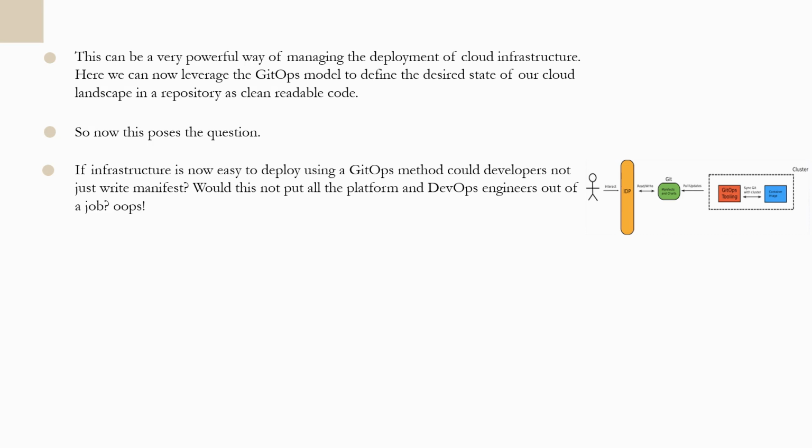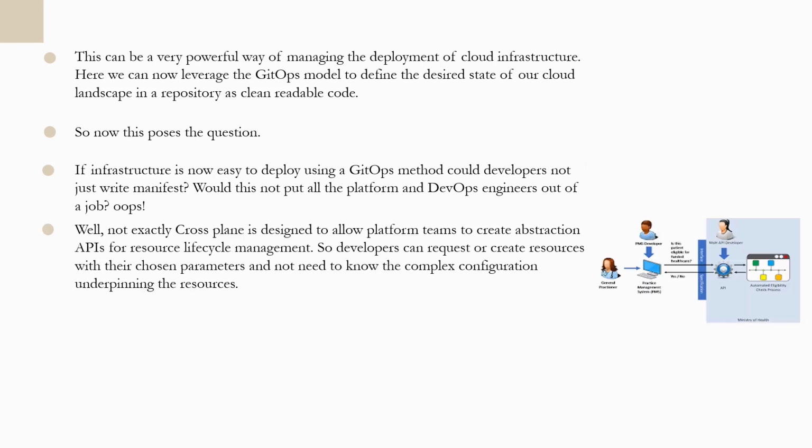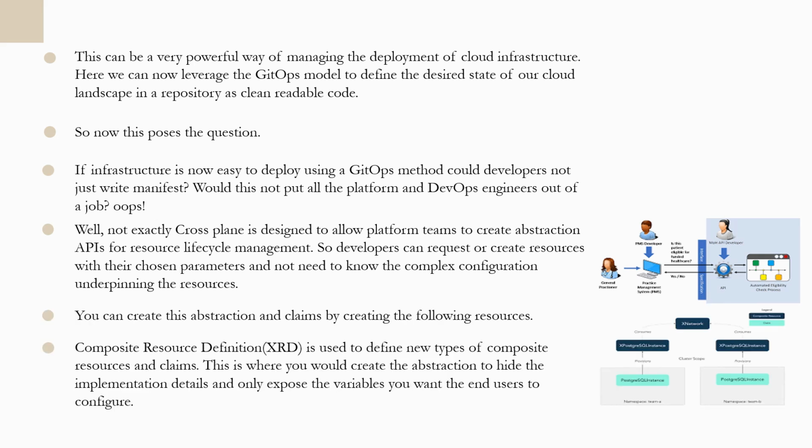So now this poses the question, if infrastructure is now easy to deploy using the GitOps method, could developers not just write manifests? Would this not pull all the platform and DevOps engineers out of a job? Oops. Well, not exactly. Crossplane is designed to allow platform teams to create abstraction APIs for resource lifecycle management, so developers can request or create resources with their chosen parameters and not need to know the complex configuration underpinning the resources.